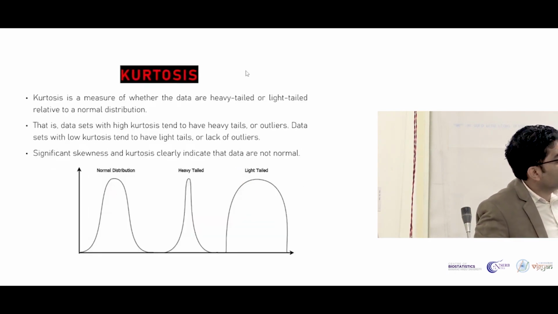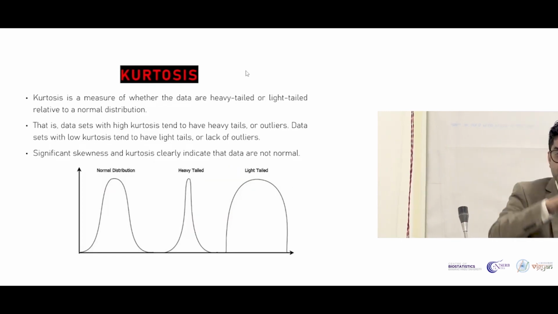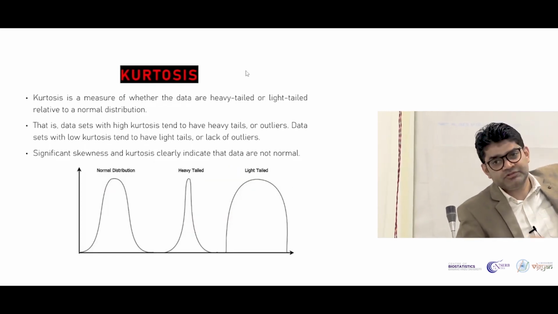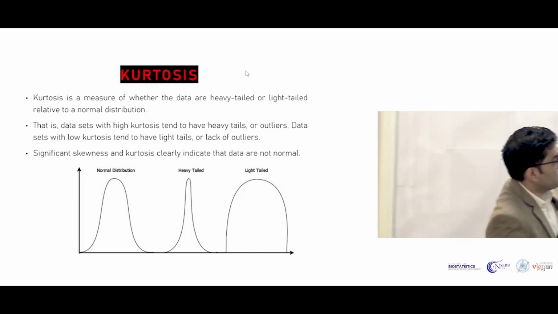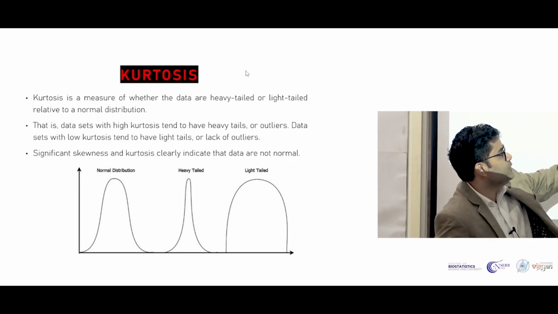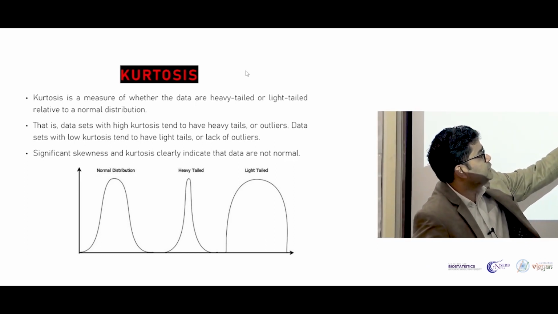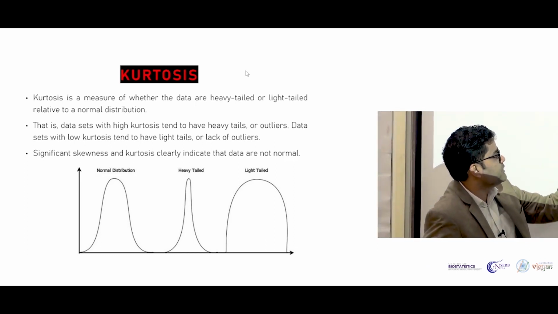Heavy tailed. Once you are making a histogram, by joining the midpoints of the histogram we can get these types of shapes. If you are getting this type of shape, what is happening is, this is the central value and with respect to the central value we are getting all these values.